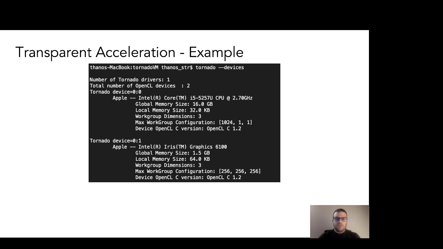And then there are two devices, two OpenCL-compatible devices. The first device discovered on my machine is the Intel CPU, while the second one is the Intel integrated graphics. With this command, tornado --devices, users can see how many devices exist on the system and how many devices TornadoVM has discovered, where they can offload their code.